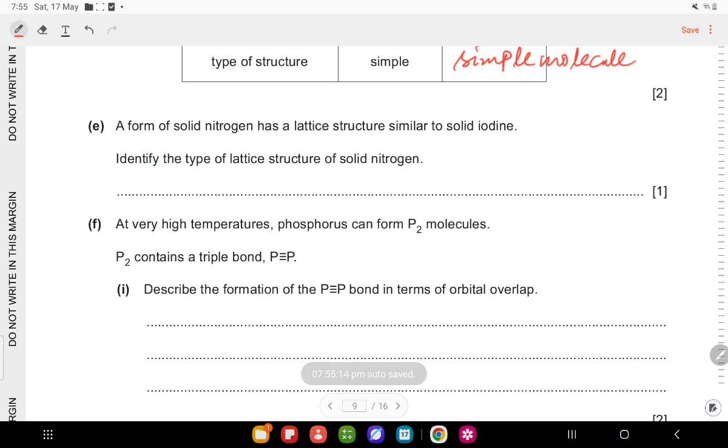A form of solid nitrogen has a lattice structure similar to solid iodine. Identify the type of lattice structure of solid nitrogen. Simple molecular structure.